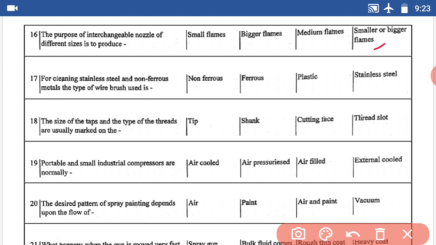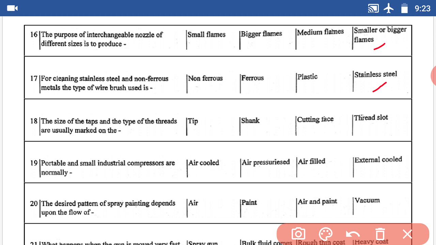Question number 17. For cleaning stainless steel and non-porous metal, the type of wire brush used is dash. This question's answer: stainless steel. Option D is the correct answer. Stainless steel.